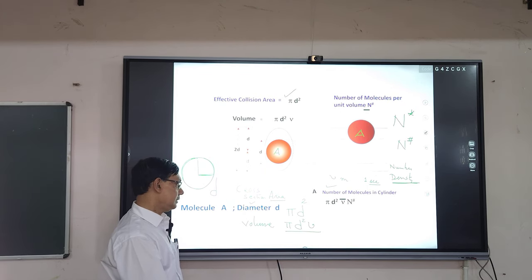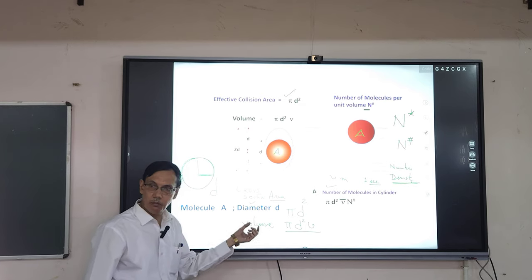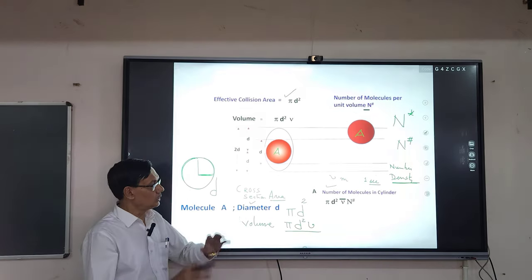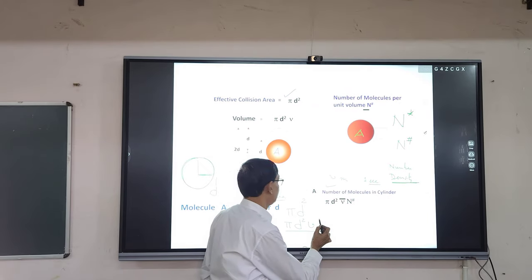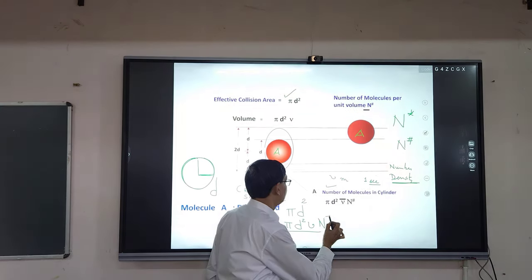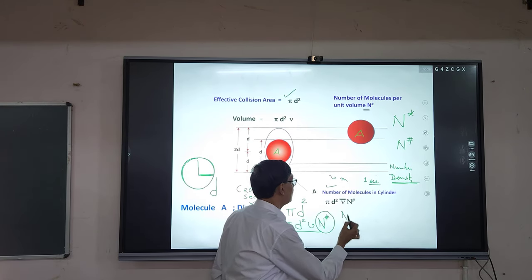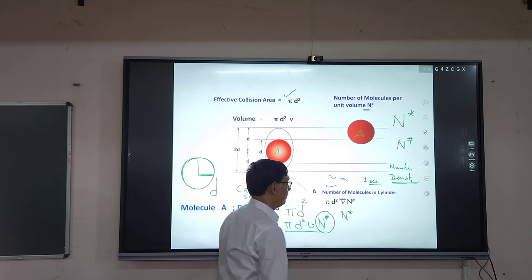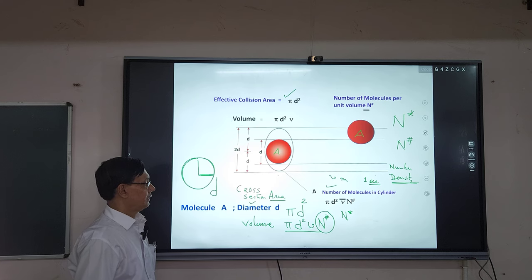So first we calculate the cross section area, then you calculate the volume, then you calculate the total number of molecules in the cylinder if I multiply with this. Or even you can use n star in place of this also. It is up to you. Different books are giving different types of things.